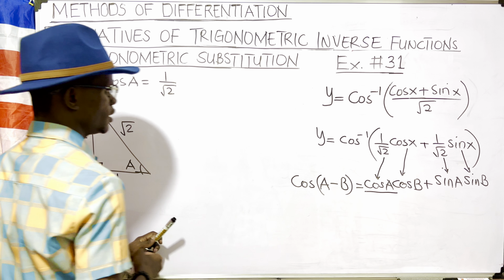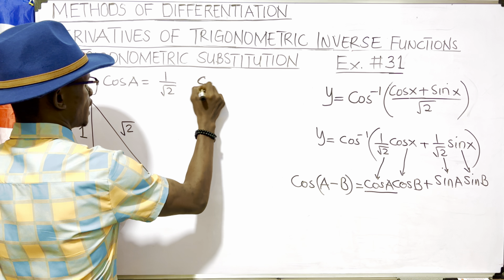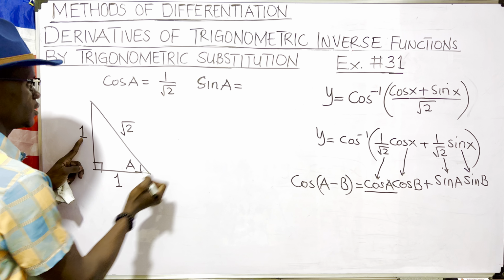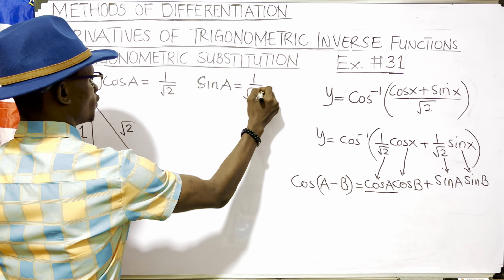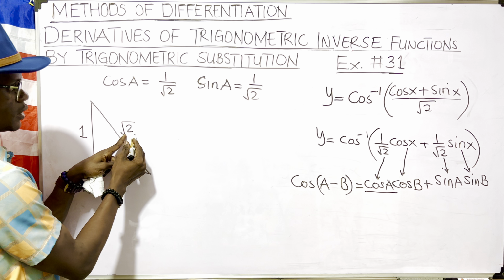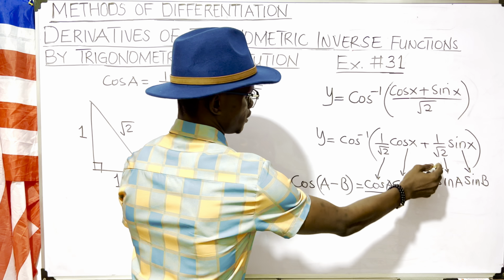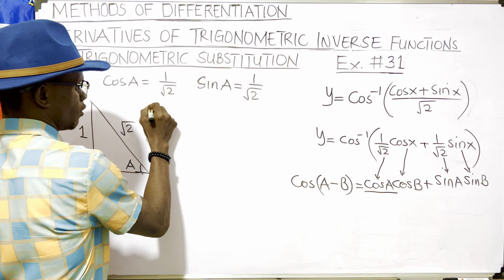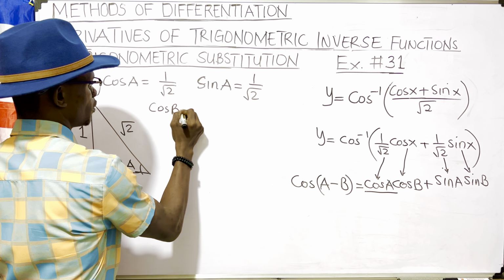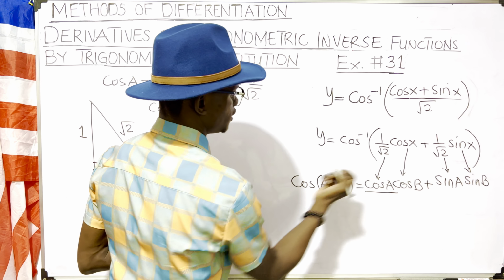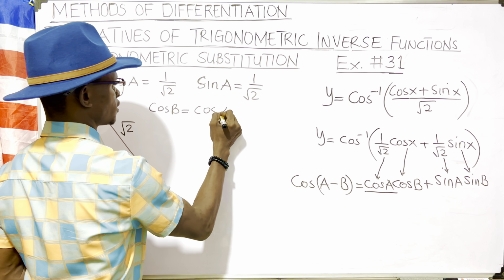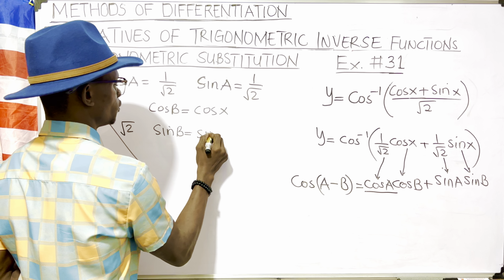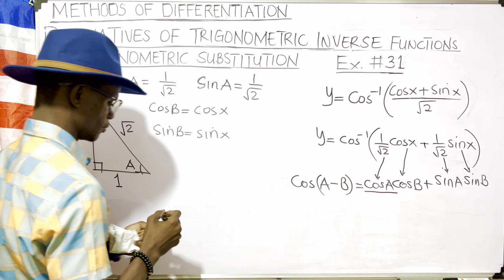Now, what is sine of a as well? So sine of a is just 1 all over the root of 2. That is opposite side all over the hypotenuse. And you see, it's the same thing right here. The next thing we need to find is our cos of b. What is cos of b? Cos of b is just equal to cos of x. And then sine of b is just equal to sine of x.